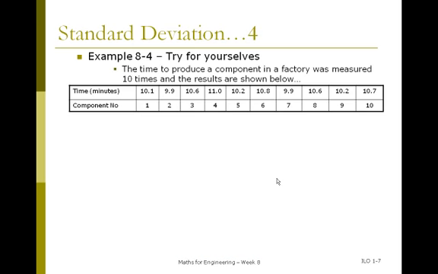Another example, example 8.4. The time to produce a component in a factory was measured 10 times, and the results are shown below. For the top row we have the time in minutes, and the bottom row we have the component number. So what we want you to do is find the mean and calculate the standard deviation.